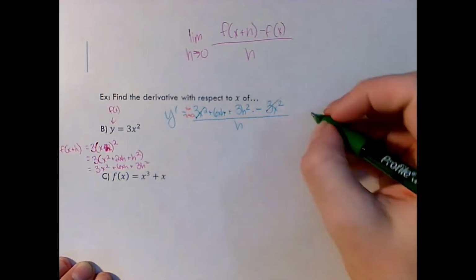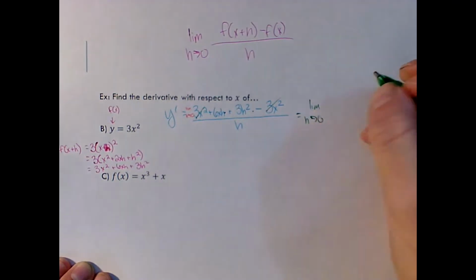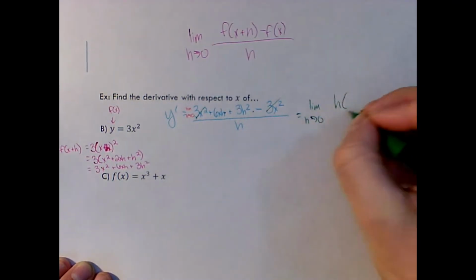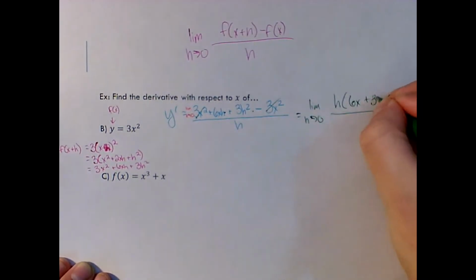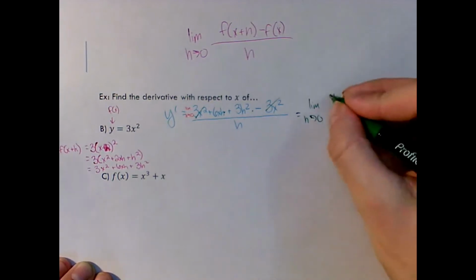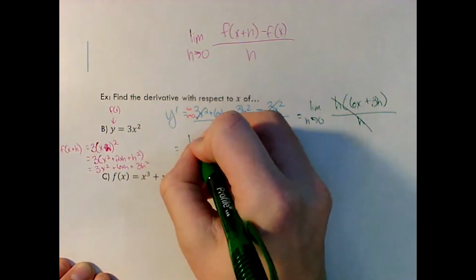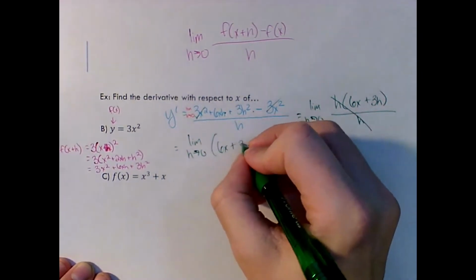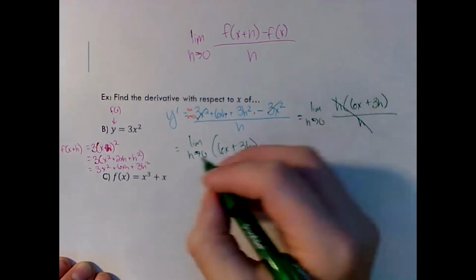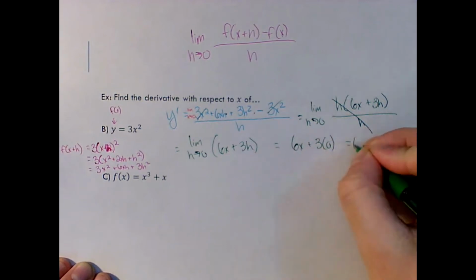There's an h in common with all three of them, so let's just do that right now. The limit as h approaches 0 of h, bring out an h, 6x, 3h. So the limit as h approaches 0 of 6x plus 3h. If I plug in 0 for h, I get 6x plus 3 times 0, which is 6x.